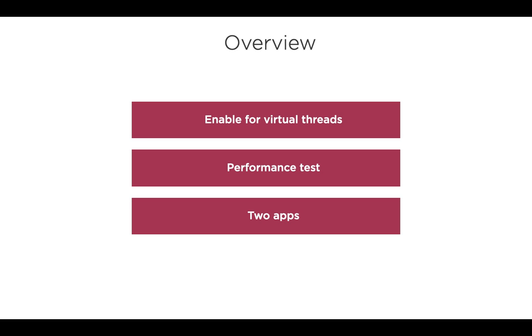We will use the example when a Java client has to call a REST API service, which would take some time to complete. So we will create two apps, a REST API service and a REST client to call that service in order to demonstrate the performance improvement with the virtual threads.